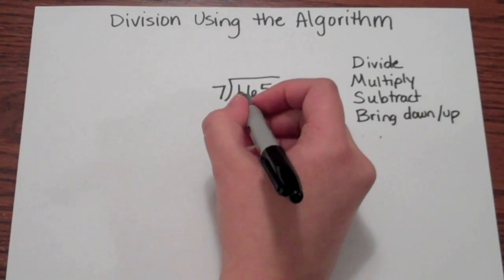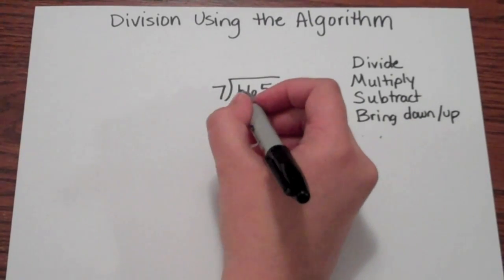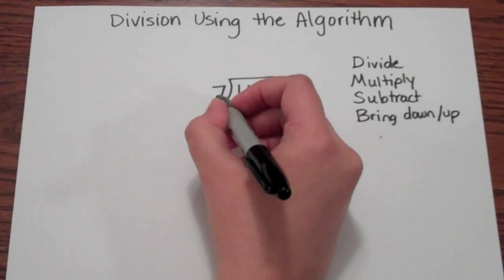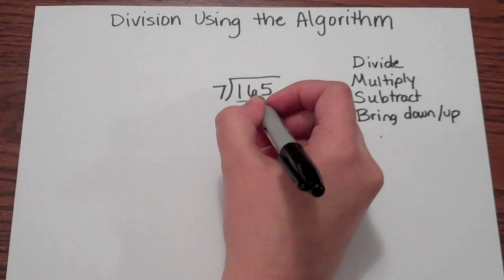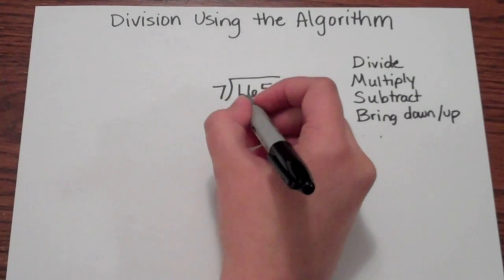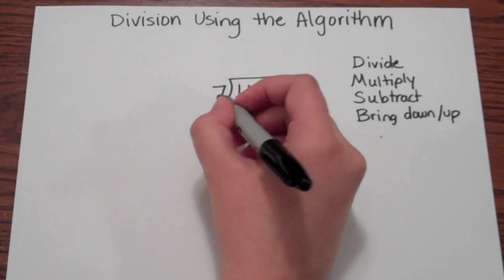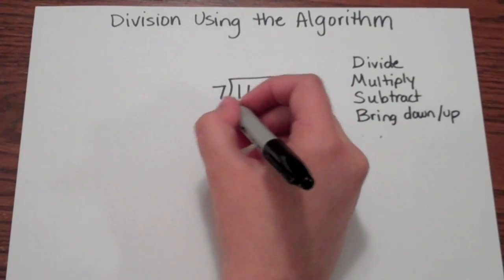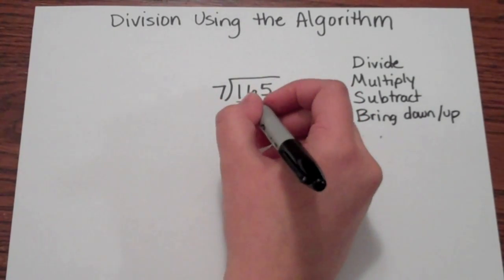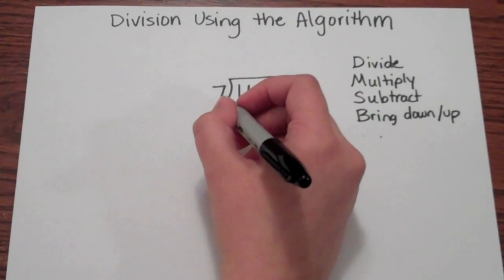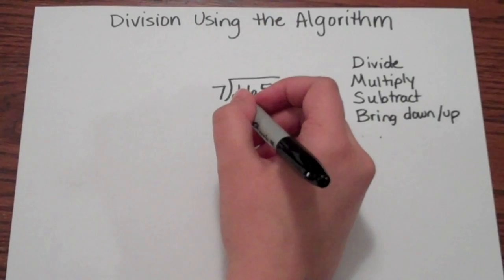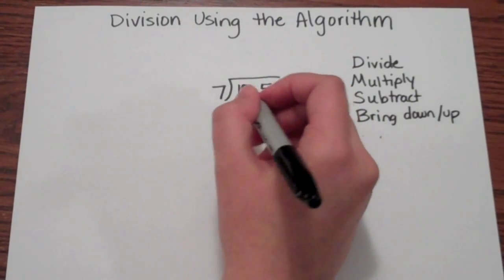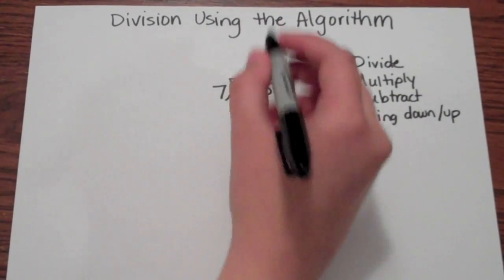So if the digit in the greatest place value is less than your divisor, you can just start in the second to the greatest place value. So instead of 1 divided by 7, I'm going to start with 16 divided by 7. 16 divided by 7 is 2, because 2 times 7 is 14, and 3 times 7 is 21, and 21 is too big of a number.